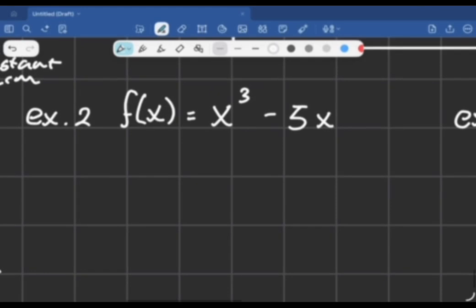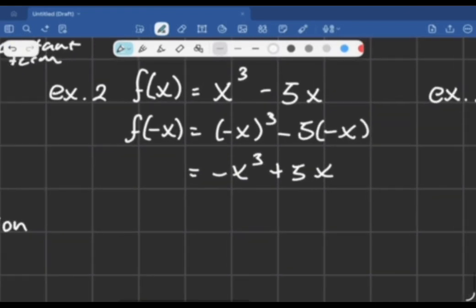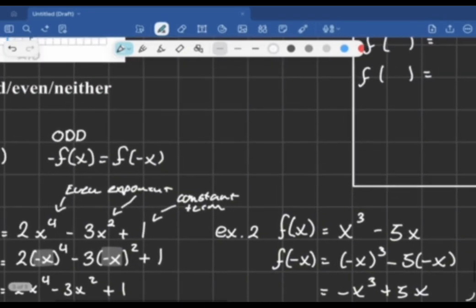Let's prove this one. Let's do f(-x) first. Since our exponents are odd, the negative numbers will always remain negative. So we have (-x)^3, and then we have plus 5x. Is f(x) equal to f(-x)? No, it's not. So we have to try again with our other proof.